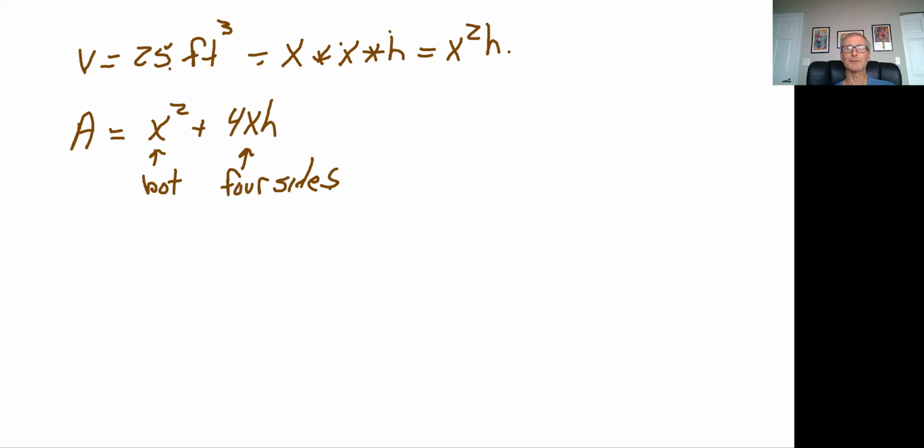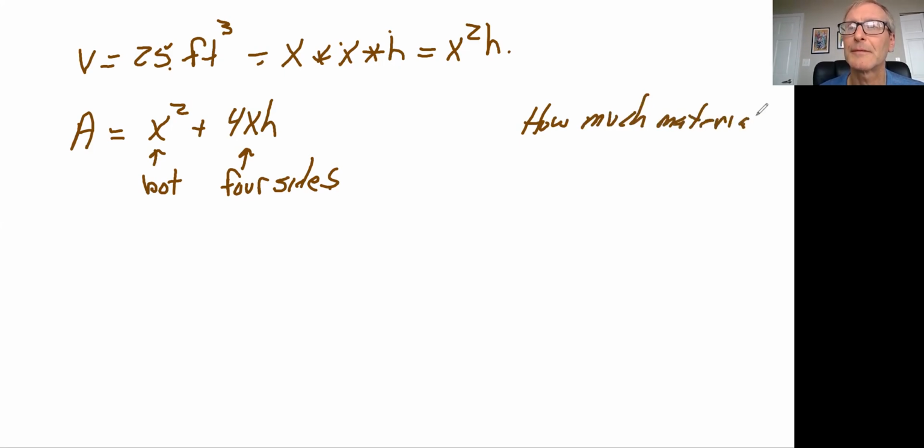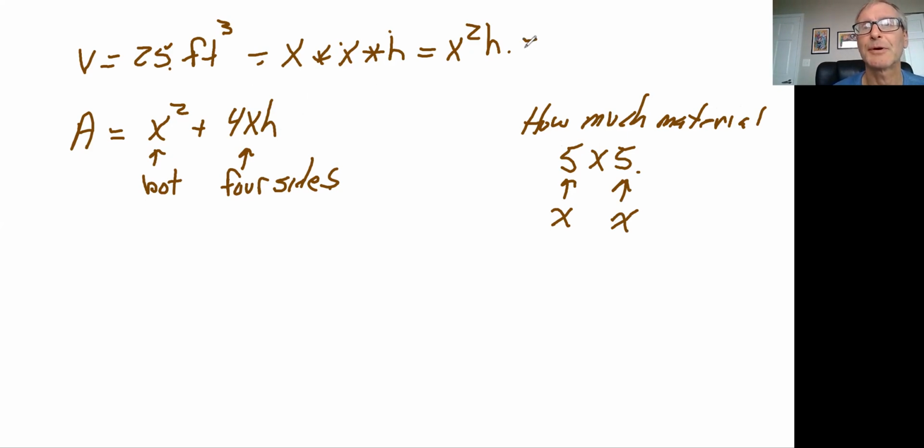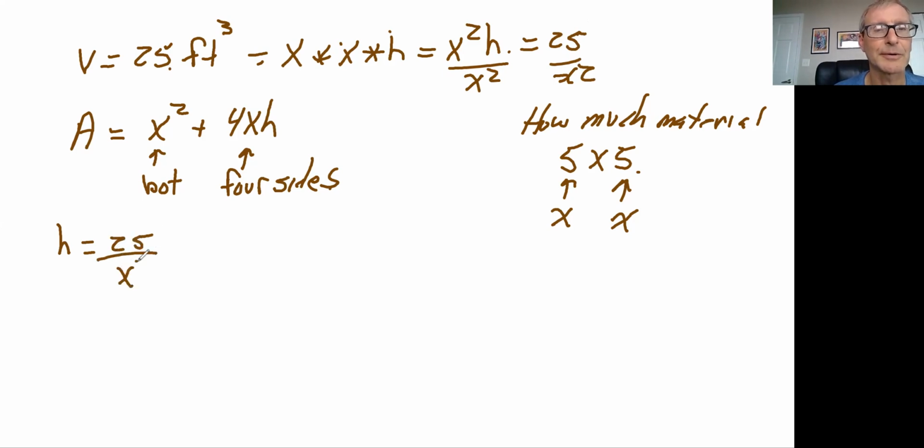And so what we want to do is the problem says how much material is needed if we have the bottom be 5 times 5. So the strategy here is let's get rid of the h, because what are these values? These are x's. So once we get rid of the h, then we could just plug in those x's, the square base, and get the value. So how do we do that? Well, first of all, let's solve for h up here on this equation. So if you want to solve for h, we're going to divide each side by x squared. And so we have h equals 25 divided by x squared.